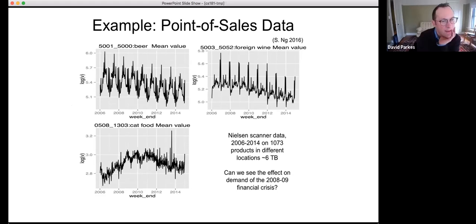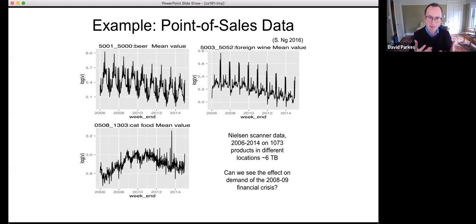And you can kind of squint at this, and probably this is July 4th each year, where there's a lot of beer being sold. Okay, you can see generally there's a downward trend in consumption of beer for whatever reason, and there's a downward trend in consumption of wine, at least for foreign wine. And you can see that there's a spike in the sale of wine every holiday season. And cat food, who knows what happened here? There was a lot of cat food purchased that particular day. And the question you might have is, can we see the effect on demand of the 2008-2009 financial crisis? And of course, by looking at these time series, no, you absolutely cannot.